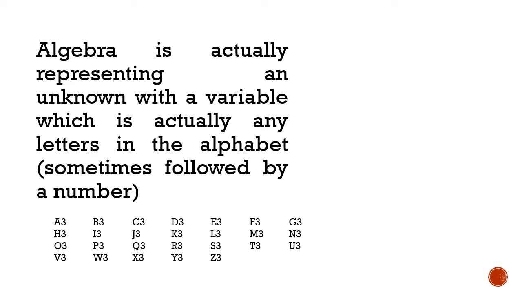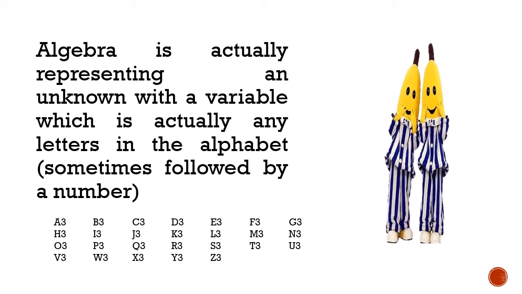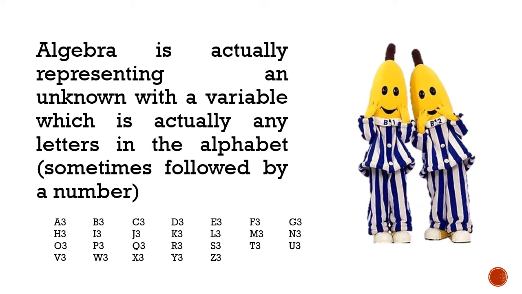It's just like my favorite TV show when I was a child, Bananas in Pajamas. They call themselves B1 and B2. But B1 is different from B2 because B1 is the eldest and B2 is the youngest. But they use the same variable, letter B. They just denote it with a number to show the difference between B1 and B2.